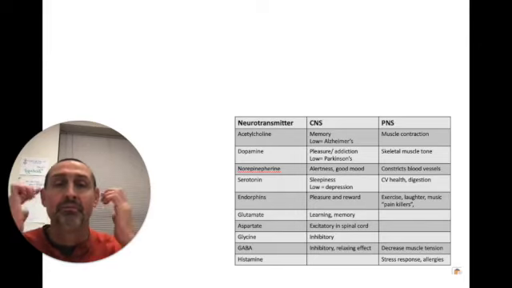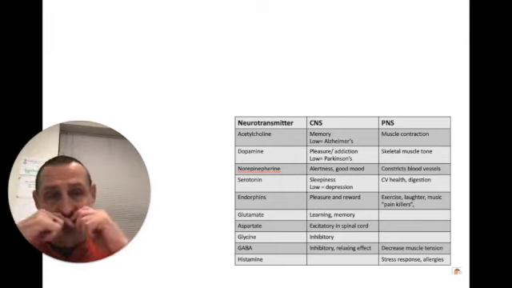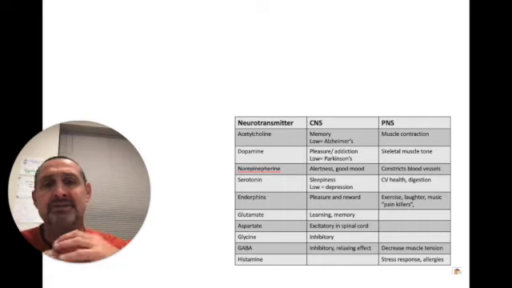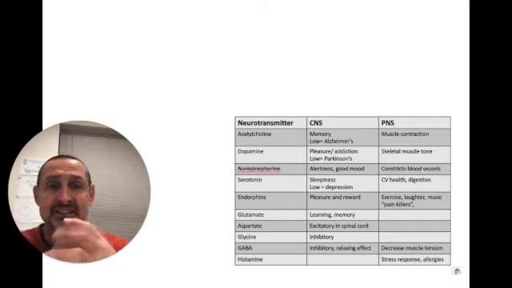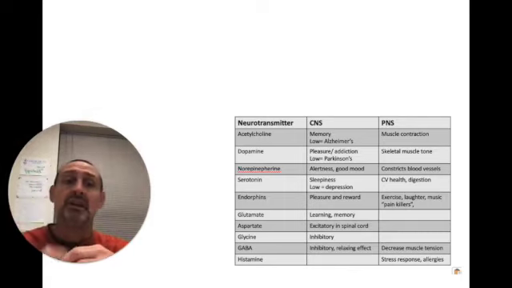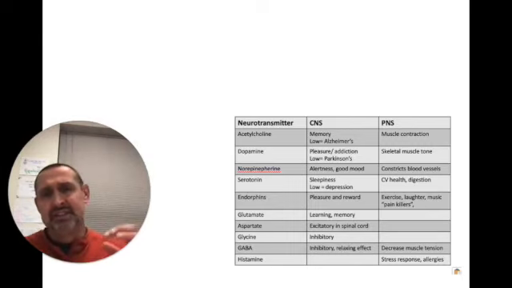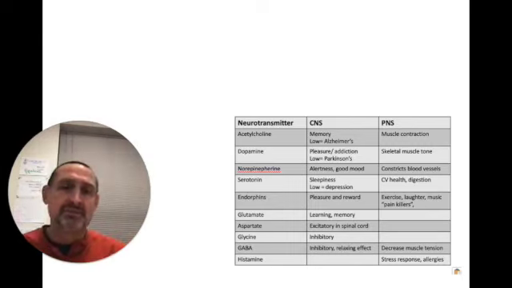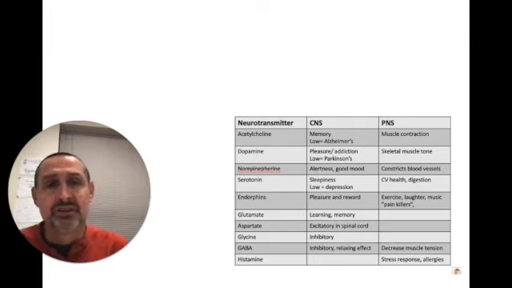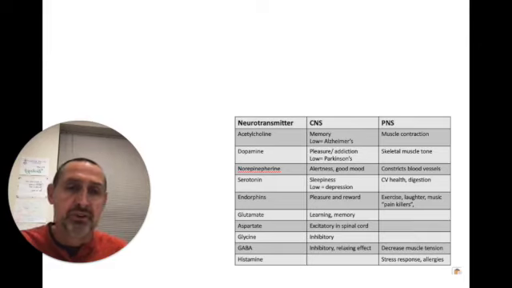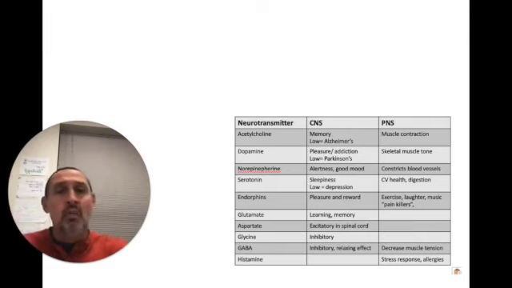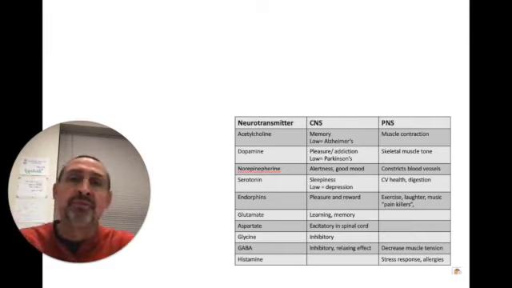Dopamine has a lot to do with pleasure sensation and addiction. Low levels of dopamine are sometimes associated with Parkinson's disease, the shaking disease. In the peripheral nervous system, it has to do with skeletal muscle tone. So different neurotransmitters, sometimes different depending on whether they're part of the central nervous system or the peripheral nervous system. Well, that's a quick, short summary of Chapter 12, the nervous system.